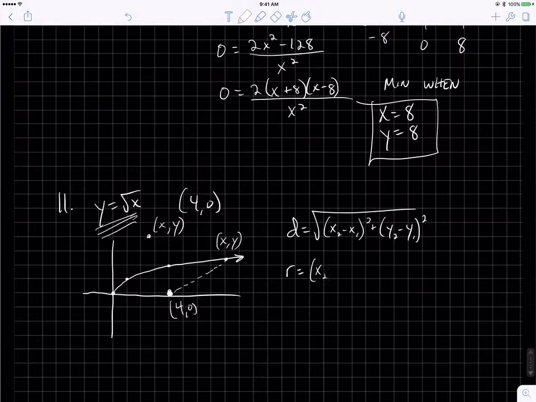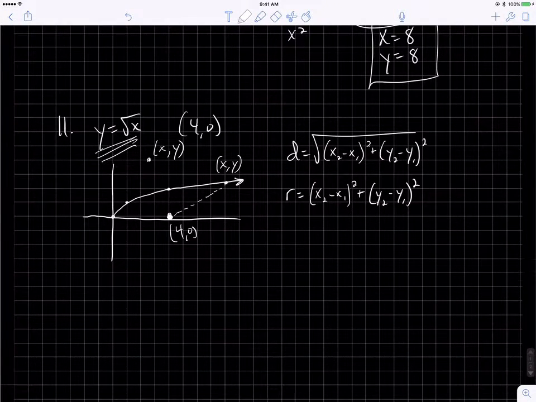Just minimize the radicand, because the square root of the smallest possible number will be the shortest distance. So we just have to worry about the part under the square root. Now when I plug in my x and y's, I've got x minus 4 squared plus y minus 0 squared. I simplify that.